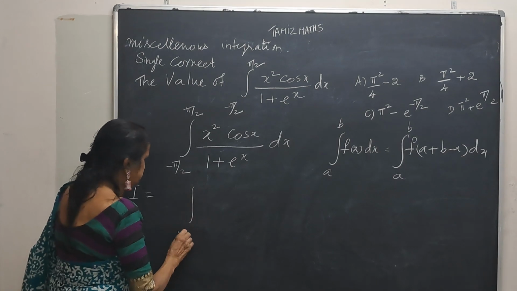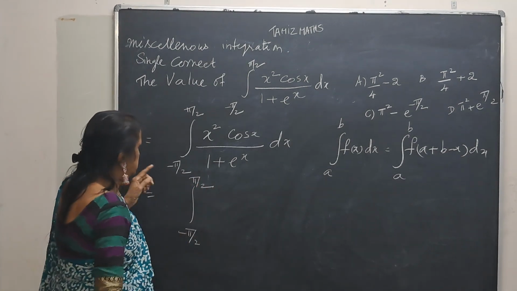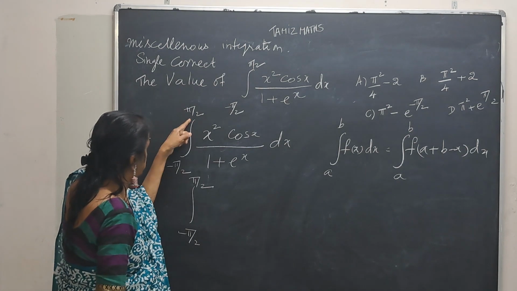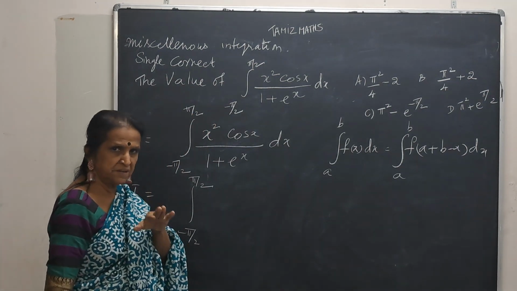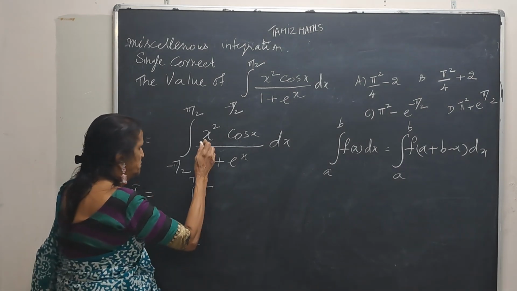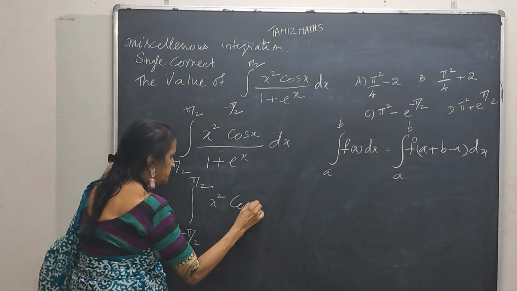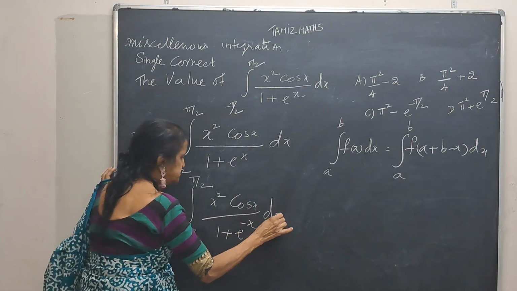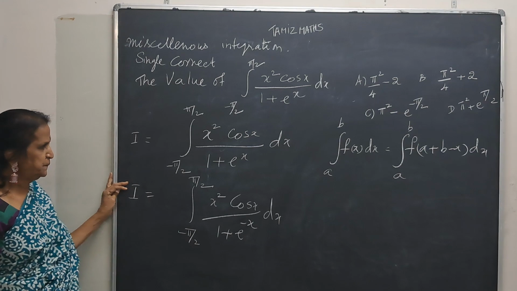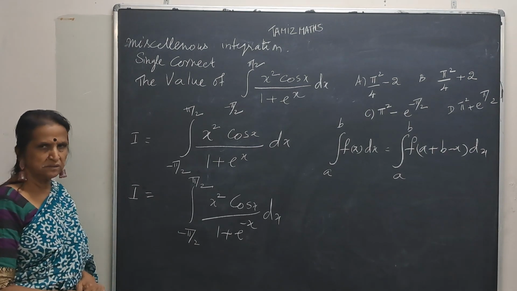So a plus b minus x. This is minus pi by 2 to pi by 2, with a as minus pi by 2 plus pi by 2 minus x. That is just minus x. So a plus b minus x is just minus x. So minus x whole square cos of minus x by 1 plus e power minus x dx.